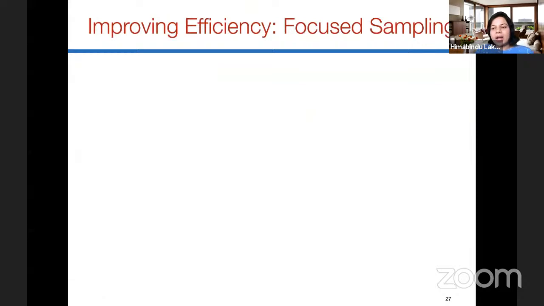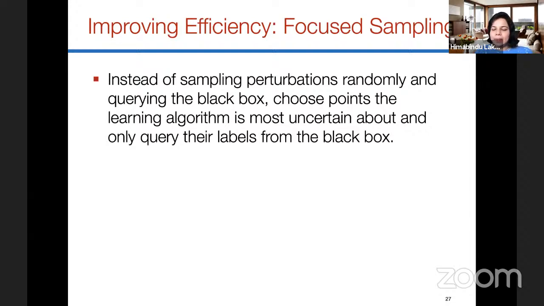Okay, there is one more thing that this work gives, which is also important, which is addressing the scalability pieces. We call this focus sampling. I'm just going to talk about an intuition here.